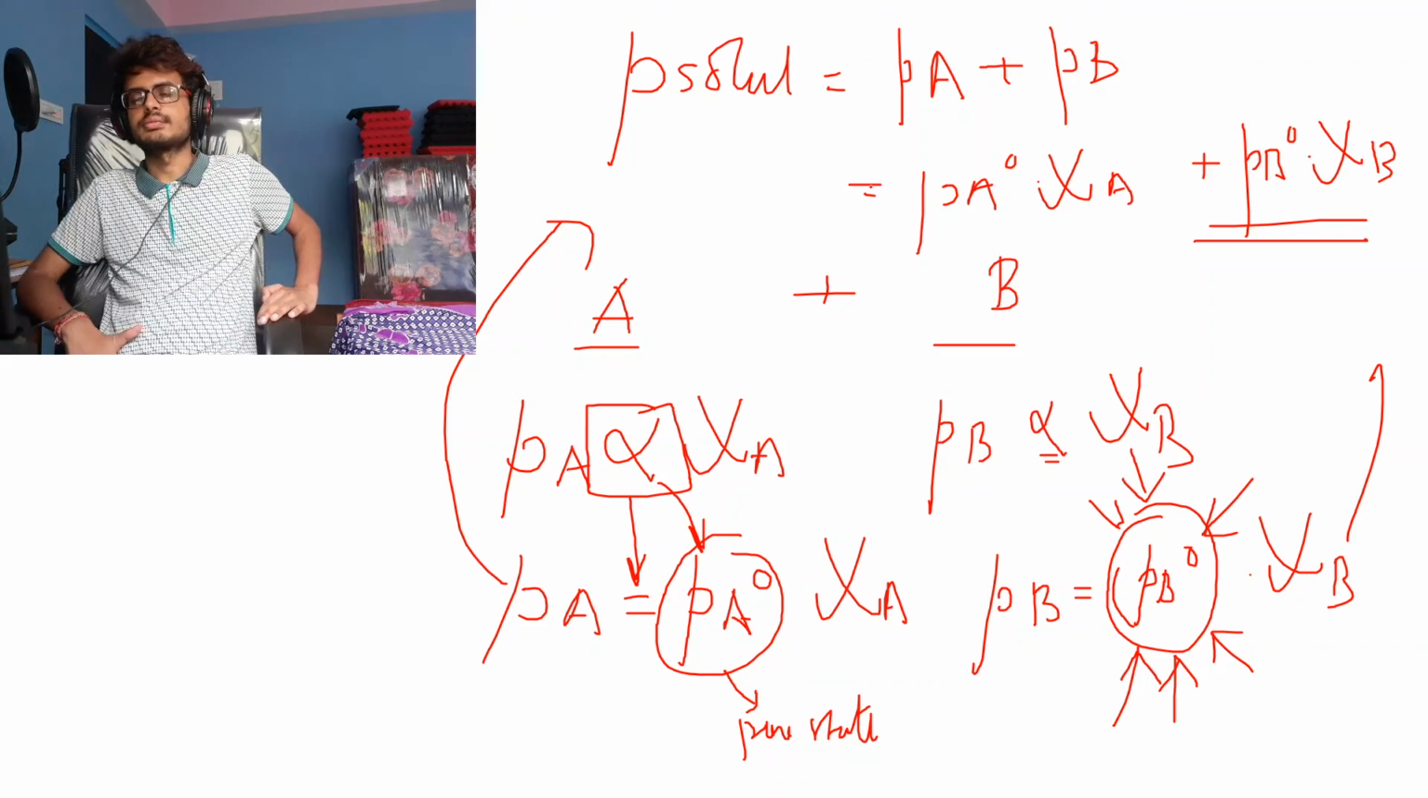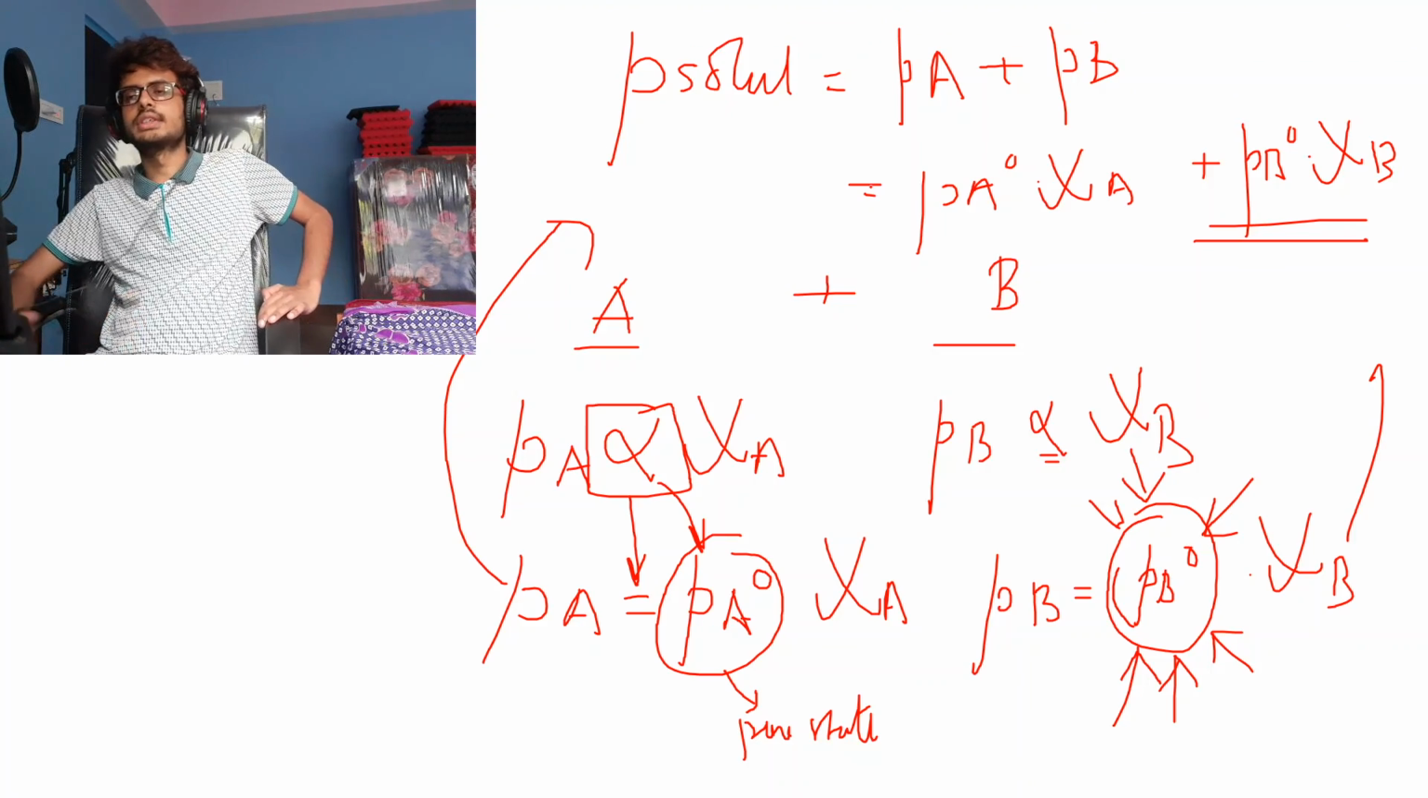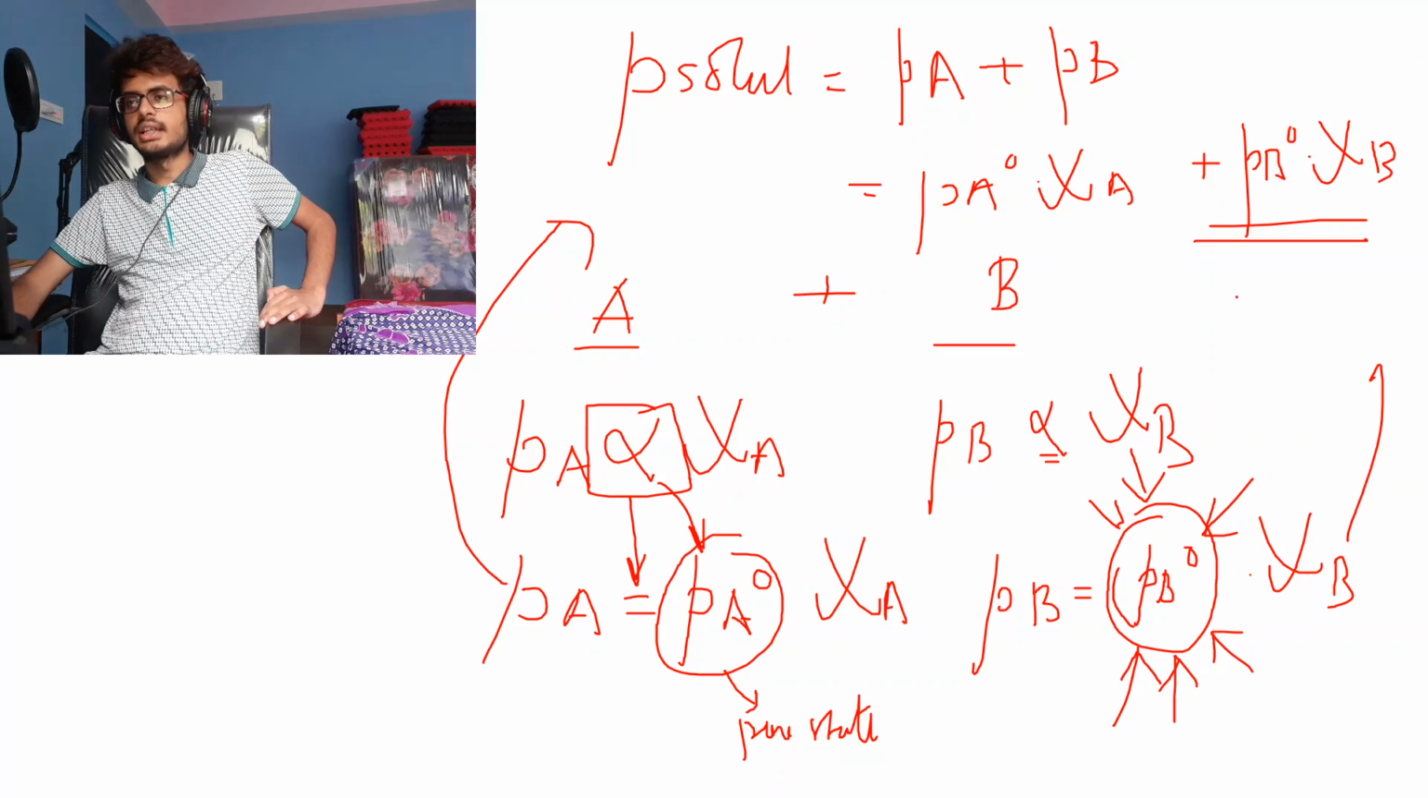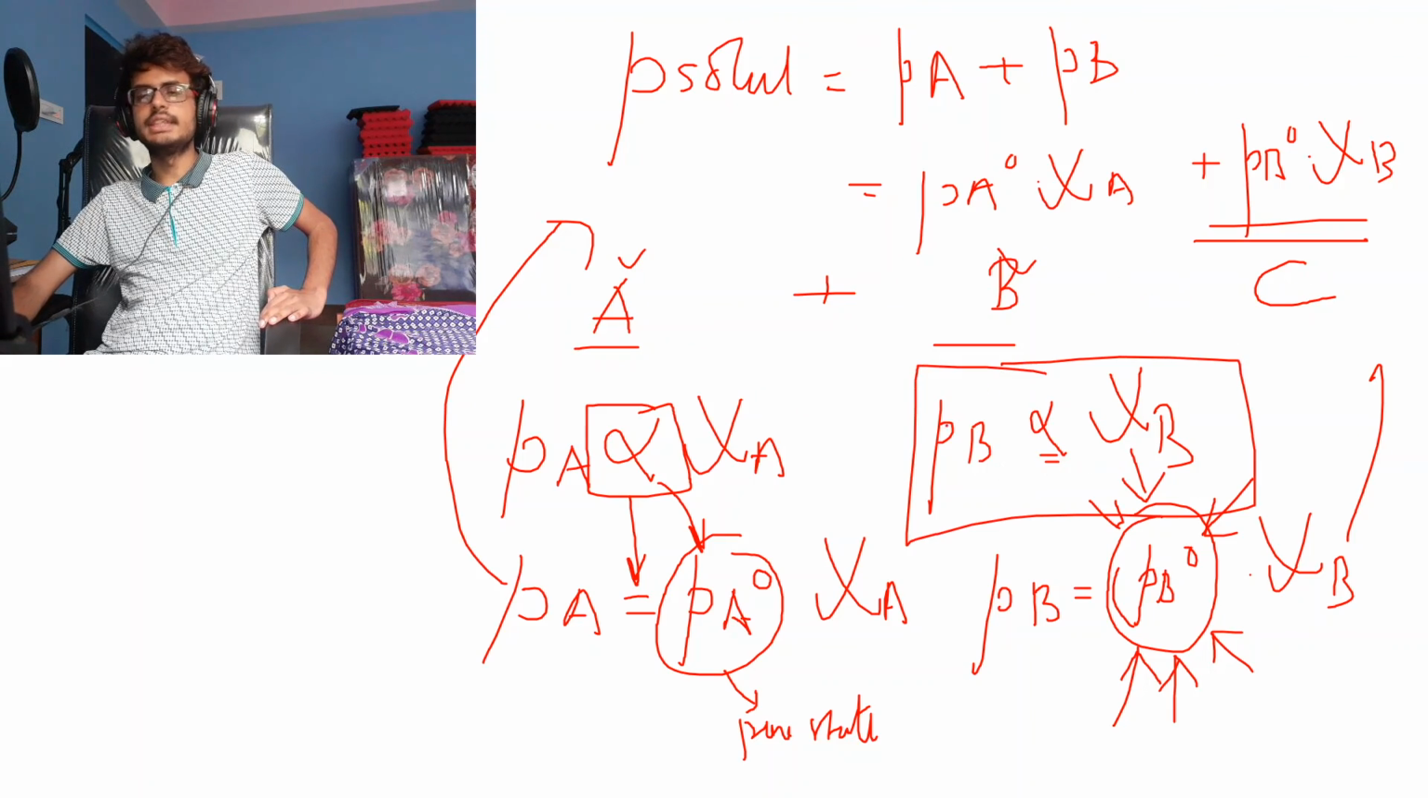Now, understood? Your homework is, apart from A and B, you have to do one more component C. Okay? Other than A and B only. Now you need a third component that is C. So you need to do the same thing for C as well. Okay?